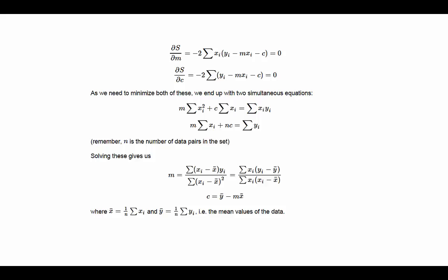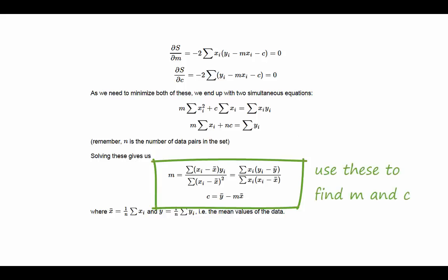So we've got two quantities that we want to minimise with respect to, which are m, the slope, and c, the intercept. So this gives us two simultaneous equations, which we have here, and when we solve these for m and c, we end up with these expressions here, which are the equations that we need to solve to find our m and c.